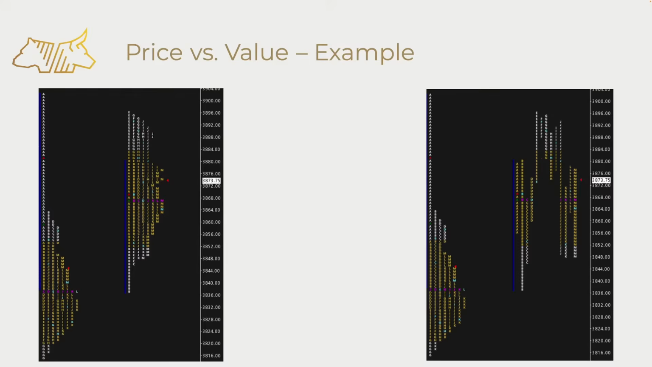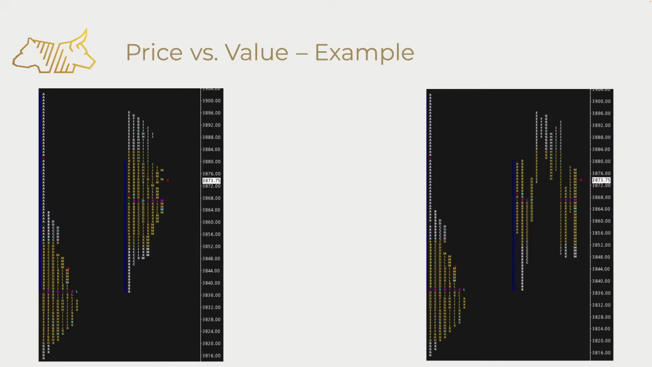So let's go to a concrete example of a trade that we could take based on our understanding of the distinction between price and value. Like I said in the previous slide, generally we want to look at what value is doing and then see if price is following along. For example, on this day, you can see that the market opened higher and the value area was overlapping higher than the previous day for the session.